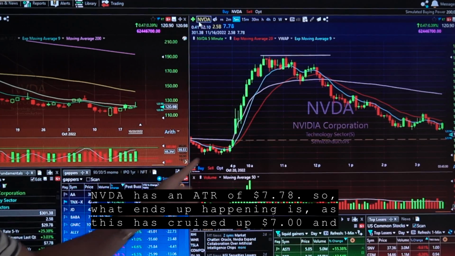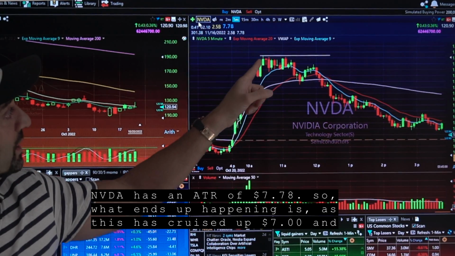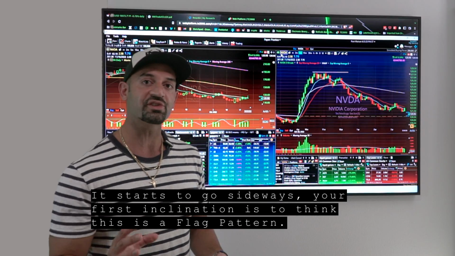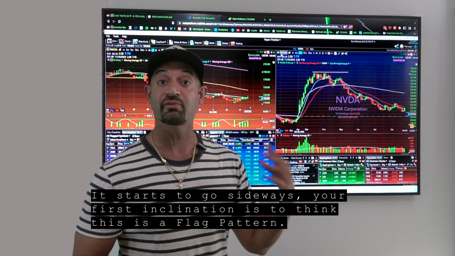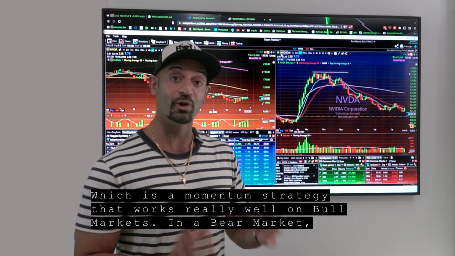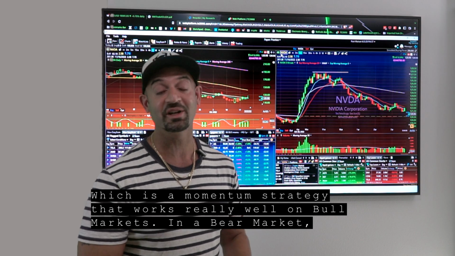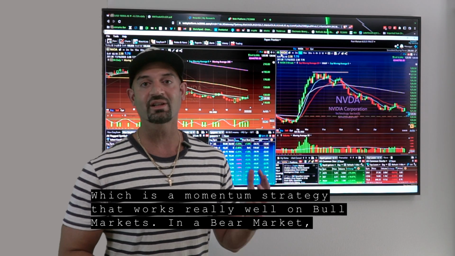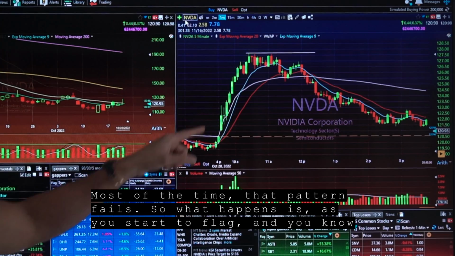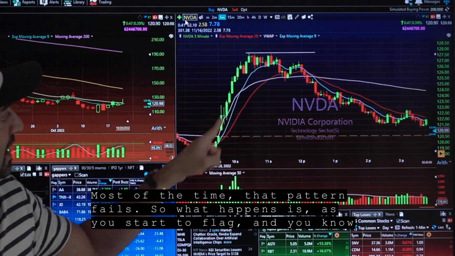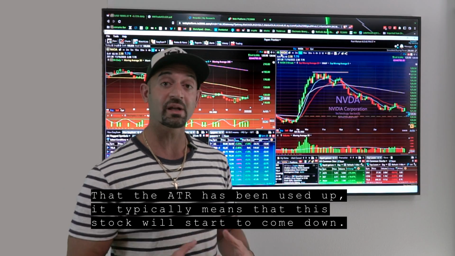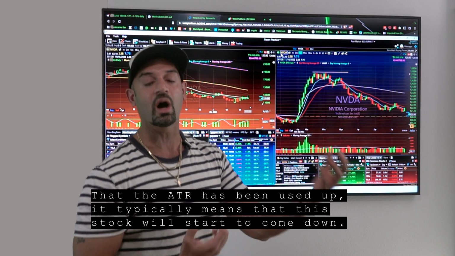$7.78. So what ends up happening is as this has cruised up $7 and it starts to go sideways, your first inclination is to think this is a flag pattern. A flag pattern is a momentum strategy that works really well in bull markets. But in a bear market, most of the time, that pattern is a dud and it fails. So as you start to flag and you know that the ATR has been used up, what that typically means is the stock is going to come back down.